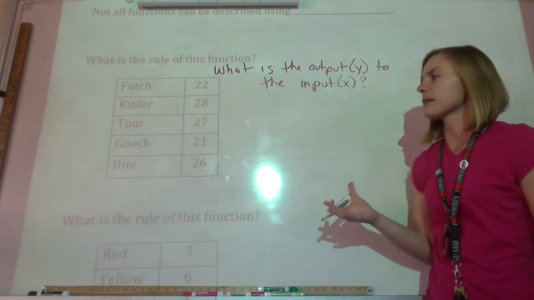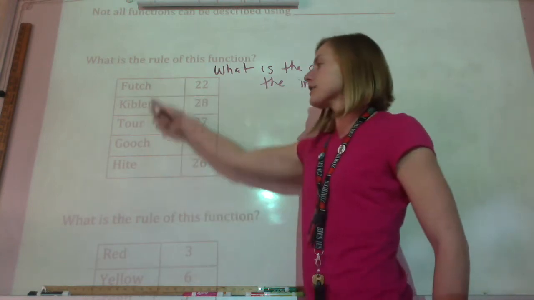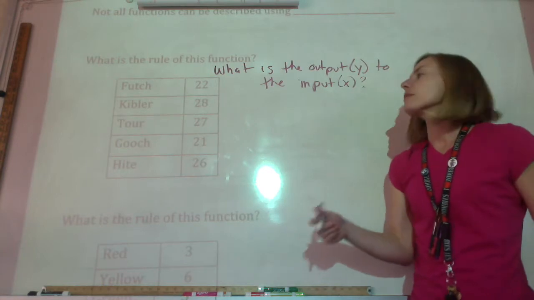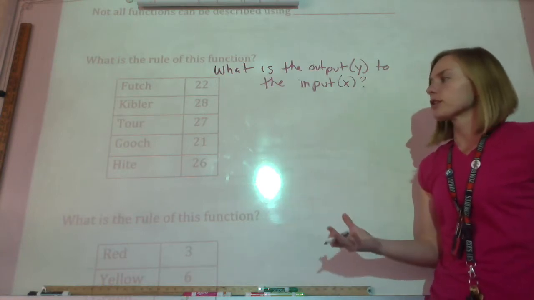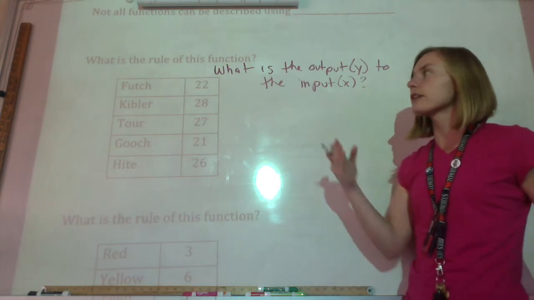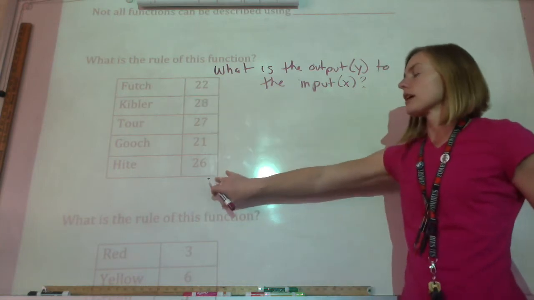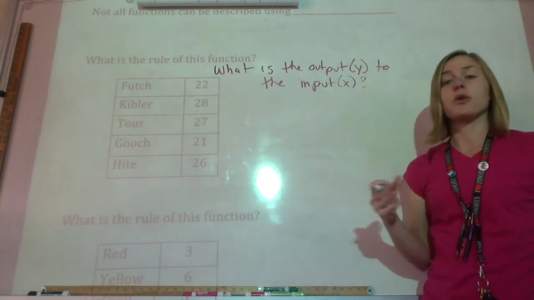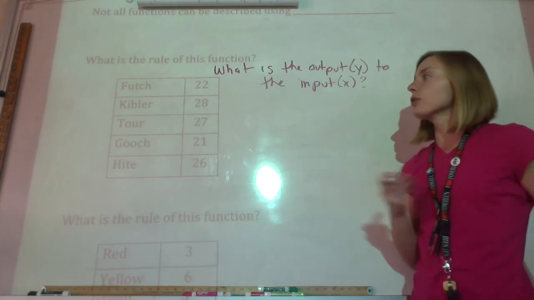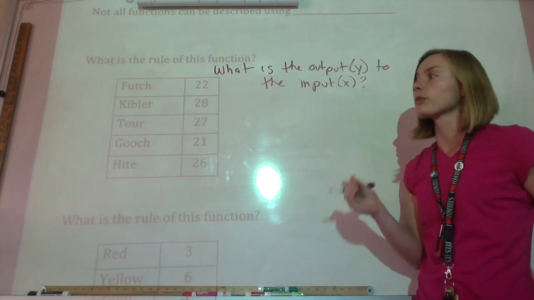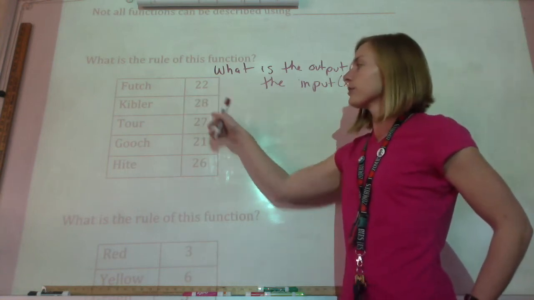This is an example of a function that doesn't necessarily need to have numbers, because obviously the teachers' last names are not numbers. But then we have this output: Futch is 22, Kibler is 28, Tor is 27, Gooch is 21, height is 26. We're trying to figure out the rule, essentially what is going on that's giving us these outputs. Now, we can't write an equation from this or anything like that. We just have to figure it out. Hopefully some of you might have caught on because you know your homeroom number and you think, oh, those are their room numbers.